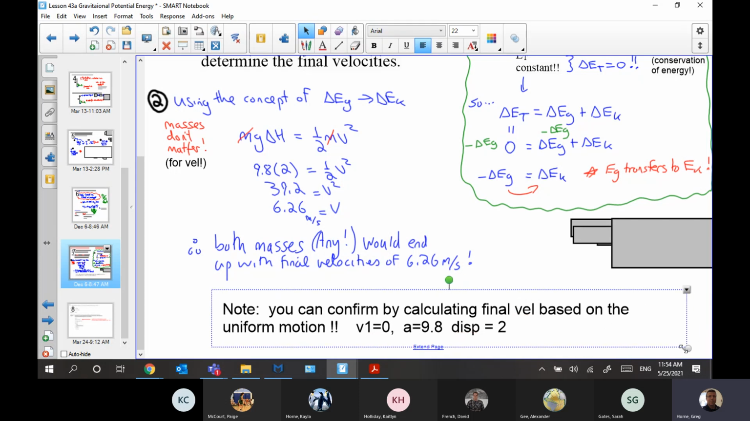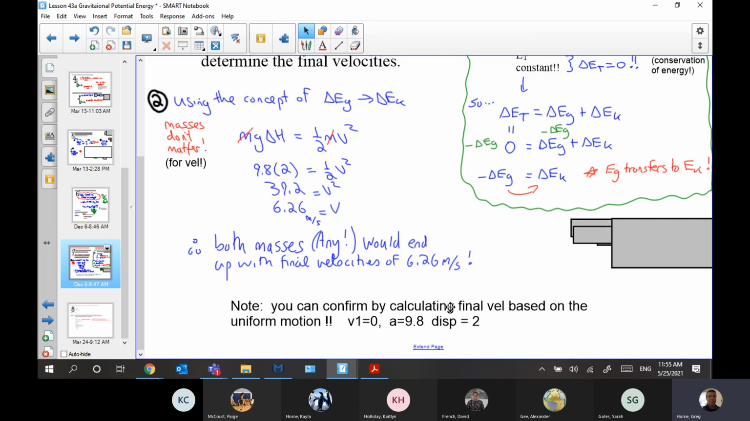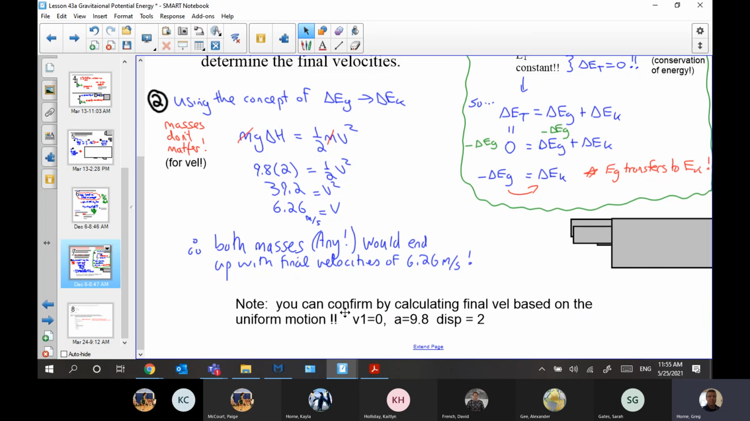It is neat to see that there are these different branches of a physics curriculum, and they better agree with each other. As a review for yourself, it wouldn't be a bad idea to calculate what the velocity should be based on uniform acceleration analysis, because it helps confirm that the energy stuff that we just reviewed really does work and make sense.